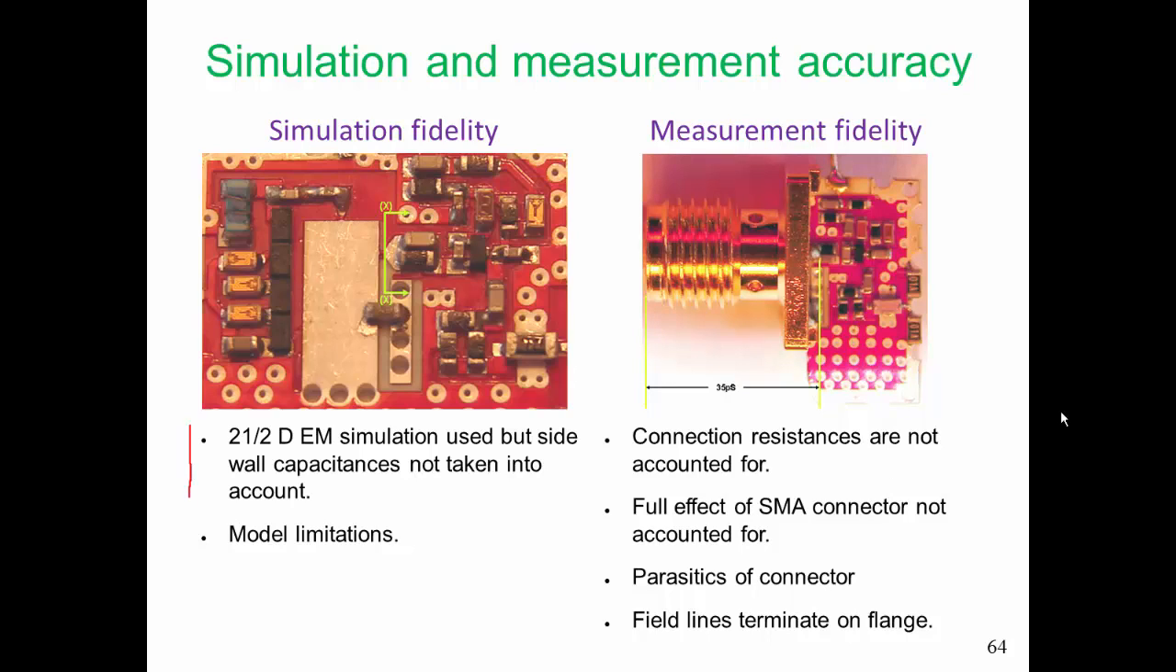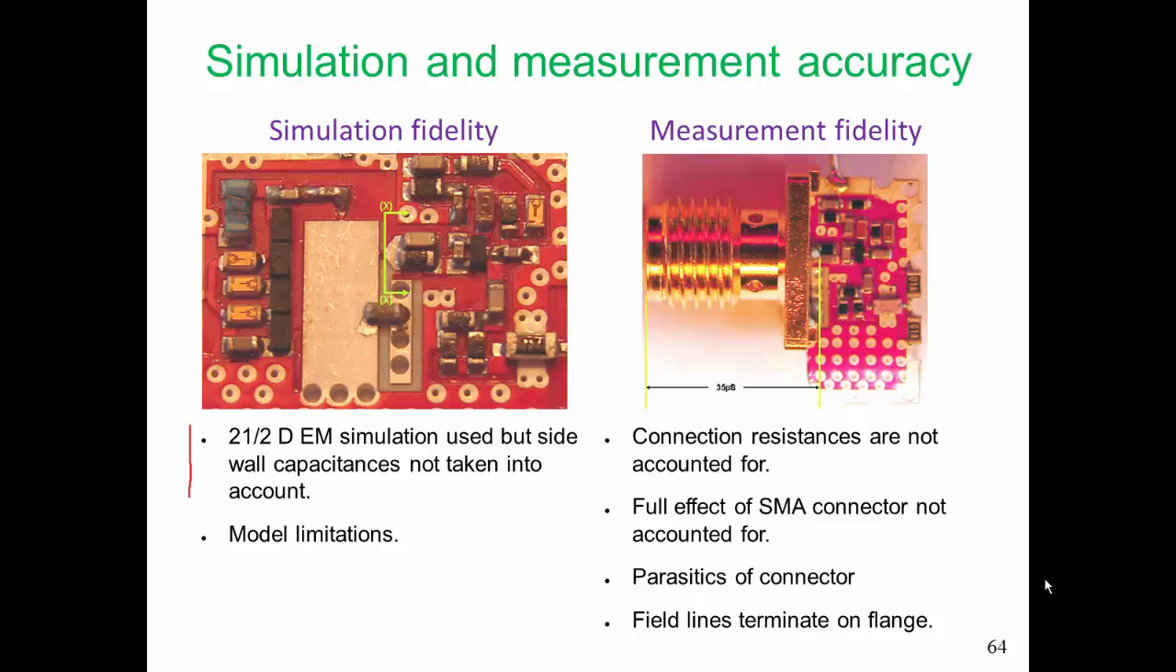For one, the connection resistances are not accounted for, and something as little as a 0.5 ohm resistance would have a tremendous effect, especially when we're near the resonator. The full effect of the SMA connector was not accounted for. There will be small parasitic inductances and capacitance, as well as that overriding transmission line characteristic, and we haven't taken all of these into account.